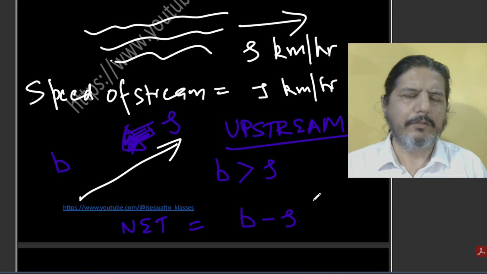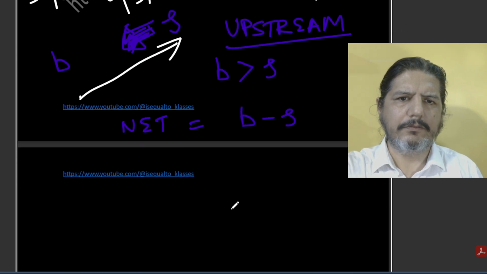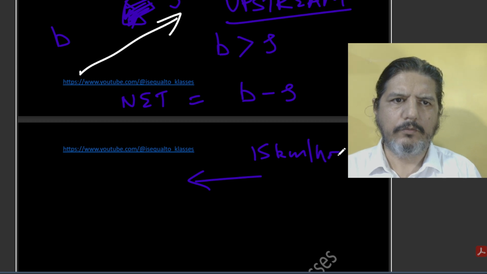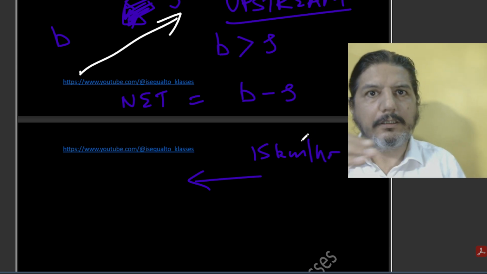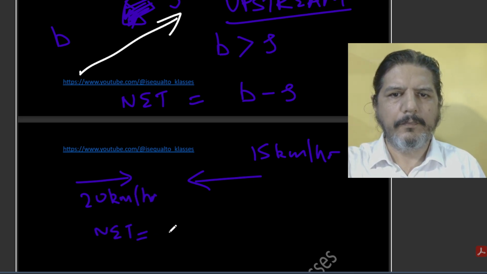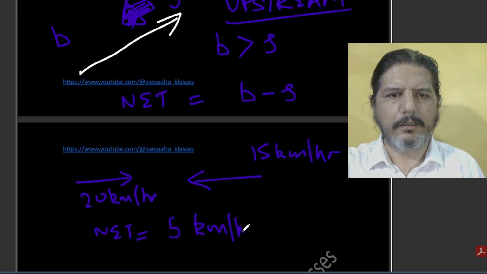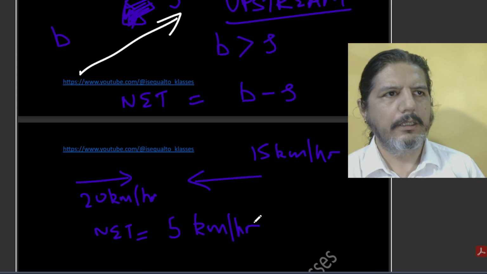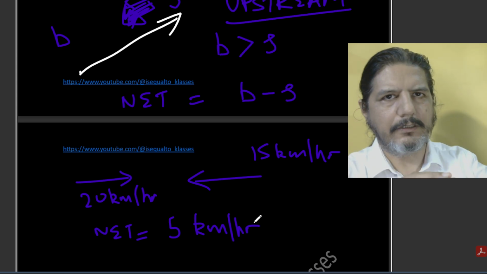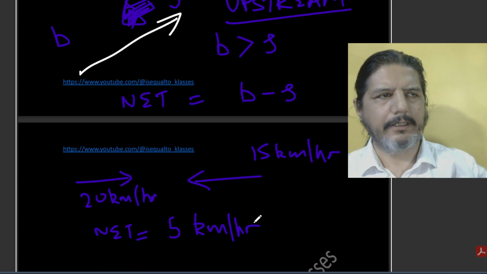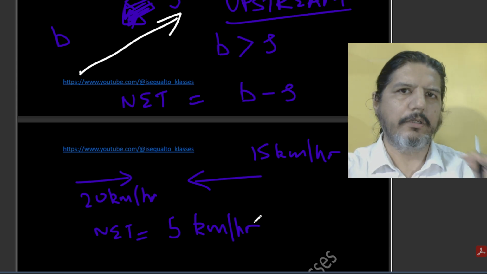So if you want to take an example, let us say that the stream is coming at 15 kilometer per hour. So the speed of the boat should be 20 kilometer per hour, and that is why the net speed of the boat would be 5 kilometer per hour. So this is what happens when we are going upstream. Upstream implies you are going against the stream. The stream is coming from the opposite side and you are going from this side. That is what is called upstream.